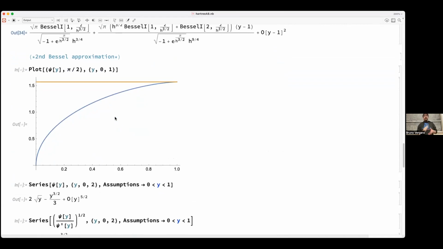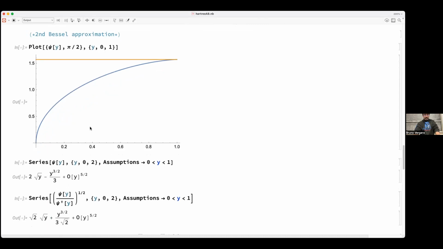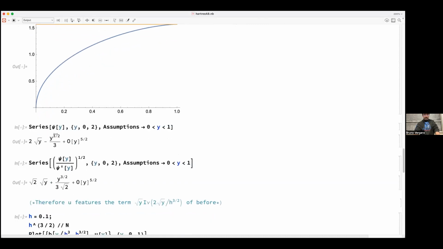Okay, so this is the second one. Here I have a picture of my reparameterization psi, which is going to be positive here, going from 0 to pi over 2. And you can see I did some series expansions. Psi is my new argument.